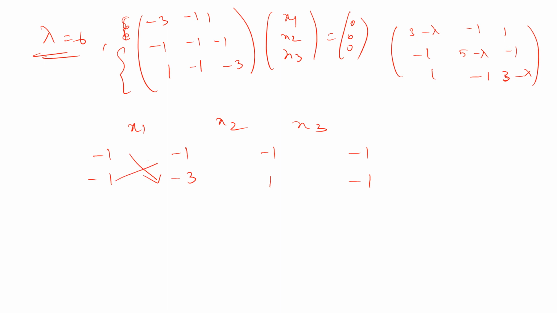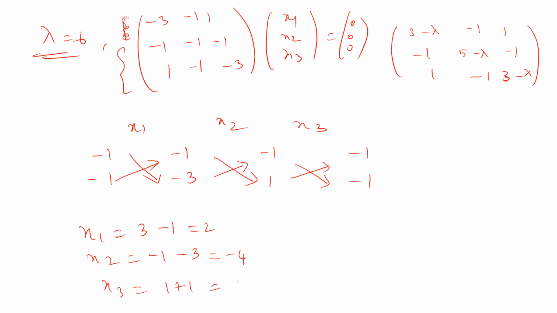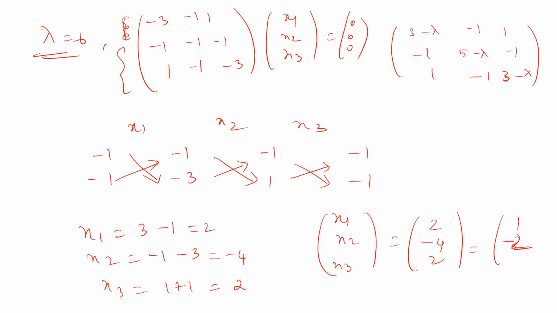So x1 is equal to 3 minus 1, that is 2. x2 is equal to minus 1 minus 3, that is minus 4. x3 is equal to 1 plus 1 equal to 2. So x1, x2, x3 is equal to 2, minus 4, 2, which is equal to 1, minus 2, 1.